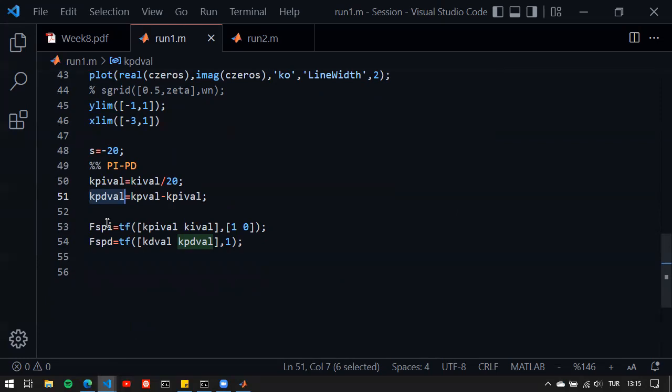The question was that why didn't we use the multiplication of KPI val and KPD val, because that should be equal to KP val? Well, if you use the PI and PD parts in series, that's the case. Then you have to multiply the gains. But if you use the PI-PD structure, it's not using the series connection here.